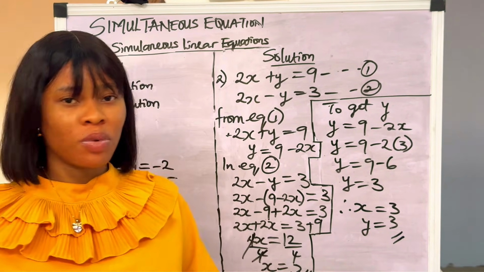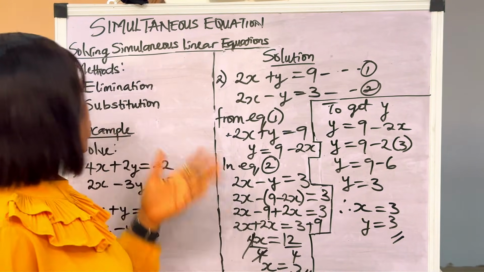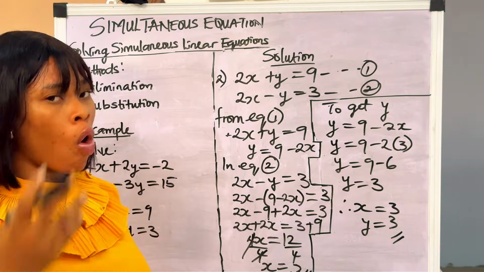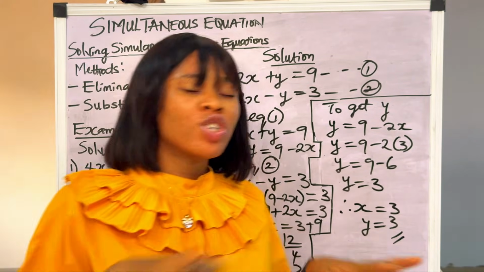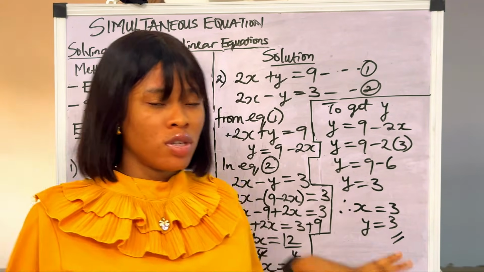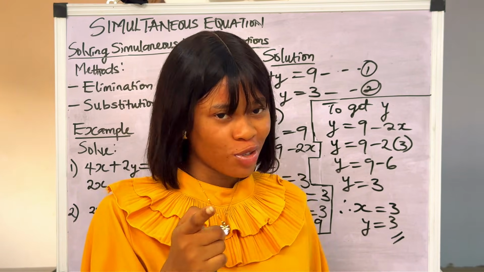So when solving simultaneous equations, you can either use the elimination method or the substitution method, whichever one you find easy.